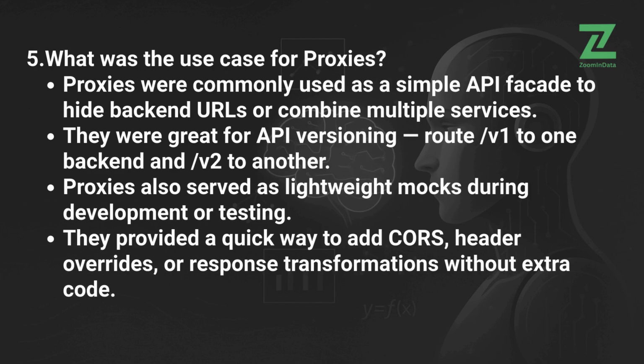What was the use case for proxies? Proxies were commonly used as a simple API facade to hide backend URLs or combine multiple services. They were great for API versioning, routing v1 to one backend and v2 to another. Proxies also served as lightweight mocks during development or testing. They provided a quick way to add CORS, header overrides, or response transformations without extra code.